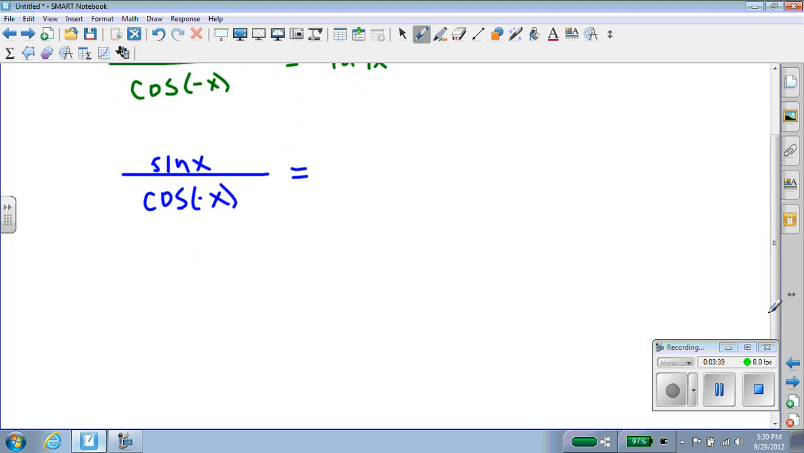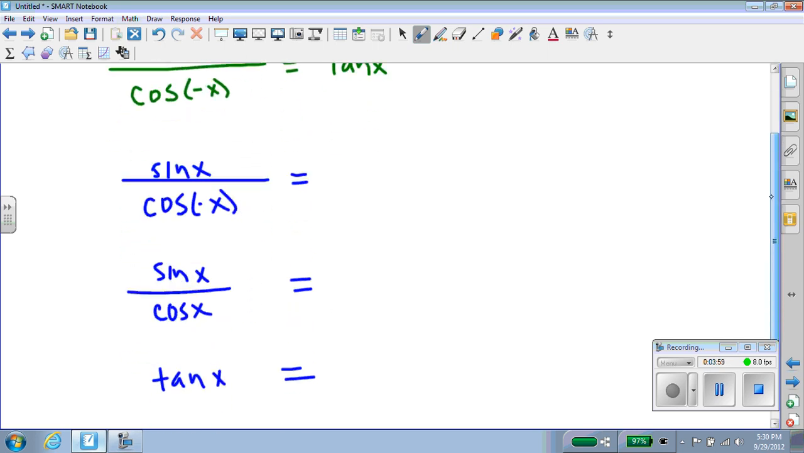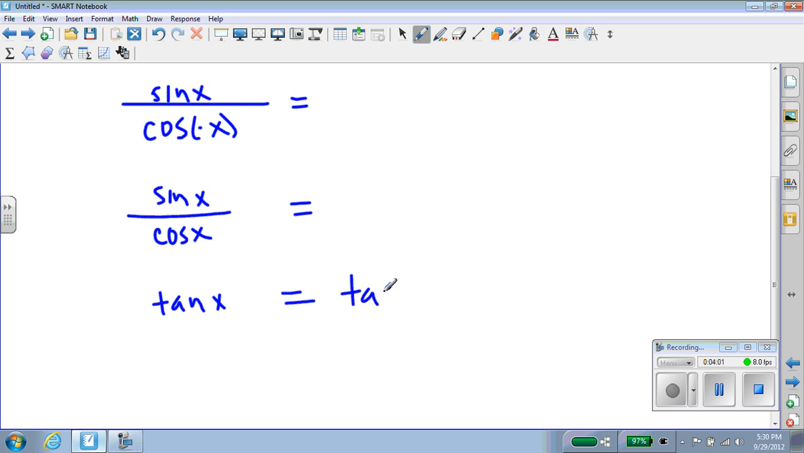Now I'm going to use the even and odd identities to say that sine of x stays, but cosine of negative x by the even and odd identities is just cosine of x. And by the quotient identity, sine of x over cosine of x is tangent of x. Hey, look, that's what I was aiming for. Tangent of x.